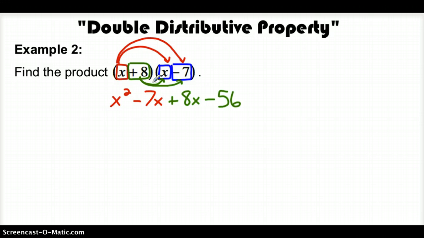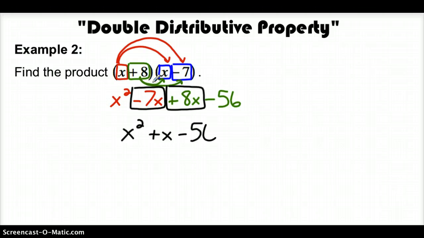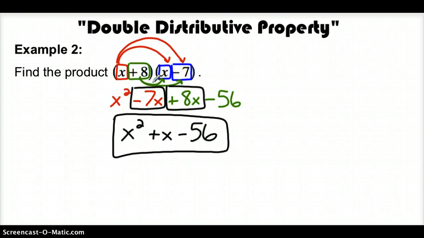So at this time, I now have 4 terms. I'm going to combine the ones that are alike, so I'm going to combine our x terms. I now have a negative 7x and a positive 8x. When I combine those two together, my final answer will just be x squared, negative 7x plus 8x is just a positive 1x, and then I'm going to write my negative 56. And again, this is going to be my final product of those two binomials. It is now a trinomial with a degree of 2, and we're good to go.